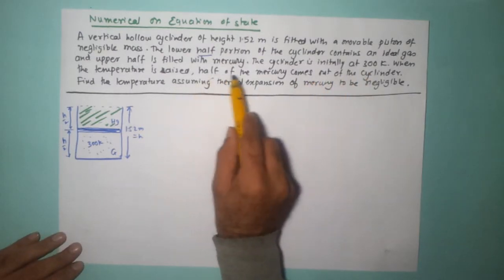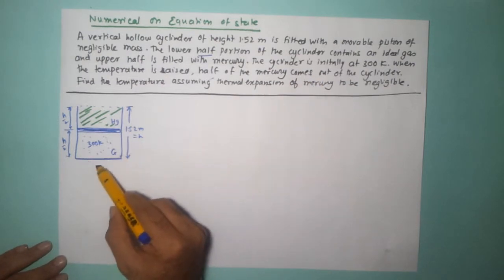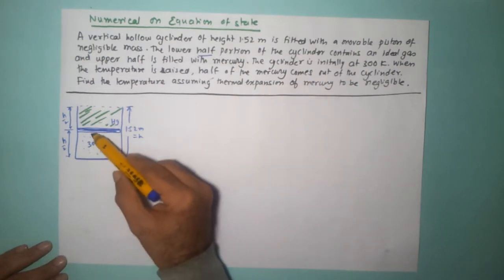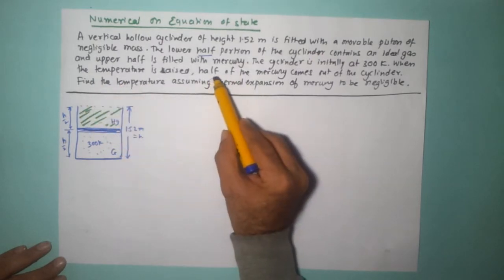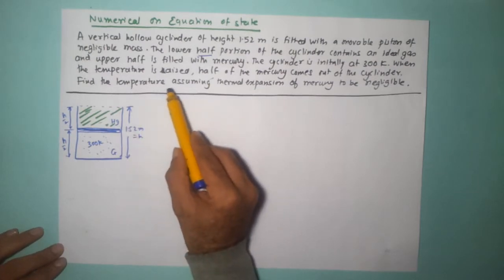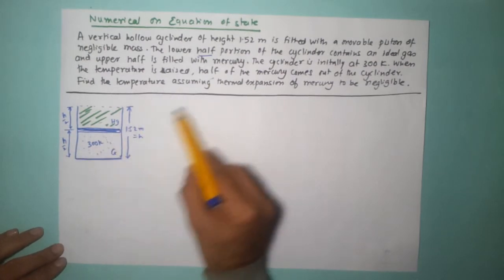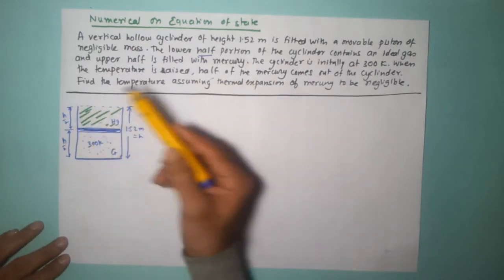When the temperature is raised, half of the mercury comes out of the cylinder. Now what we do is we give this heat, so this gas expands. When this gas expands, the piston moves up and mercury comes out. And it is said that when the temperature is raised, half of the mercury comes out of the cylinder. In that situation, we have to find the temperature of the gas, assuming thermal expansion of mercury is negligible.